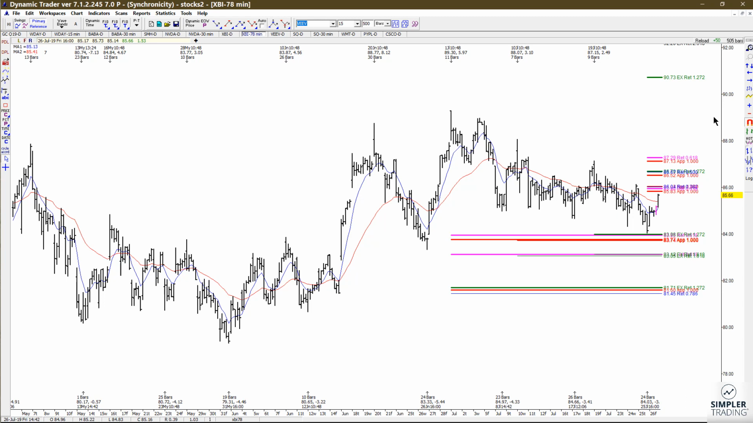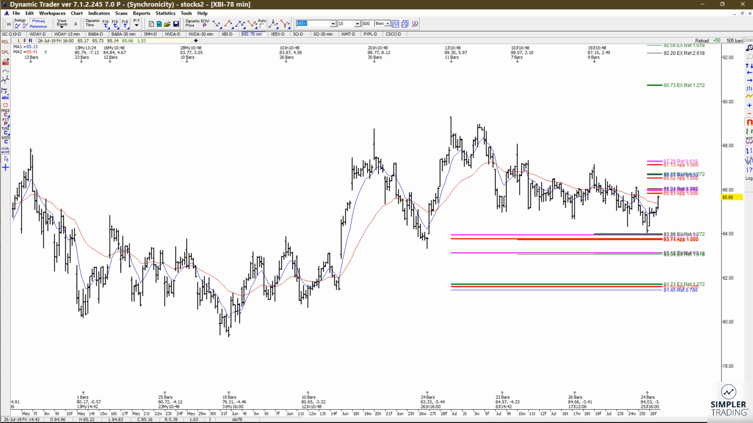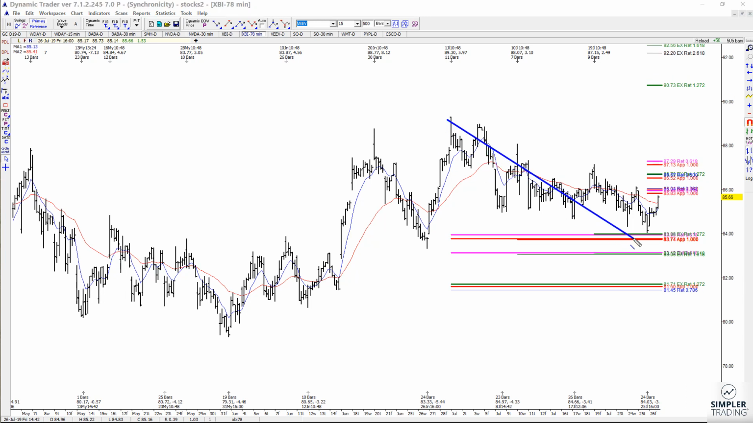So that's what I'm looking at in XBI, potential upside target off of this swing. Comes in at 90.73. I'm wrong if it takes out this support.